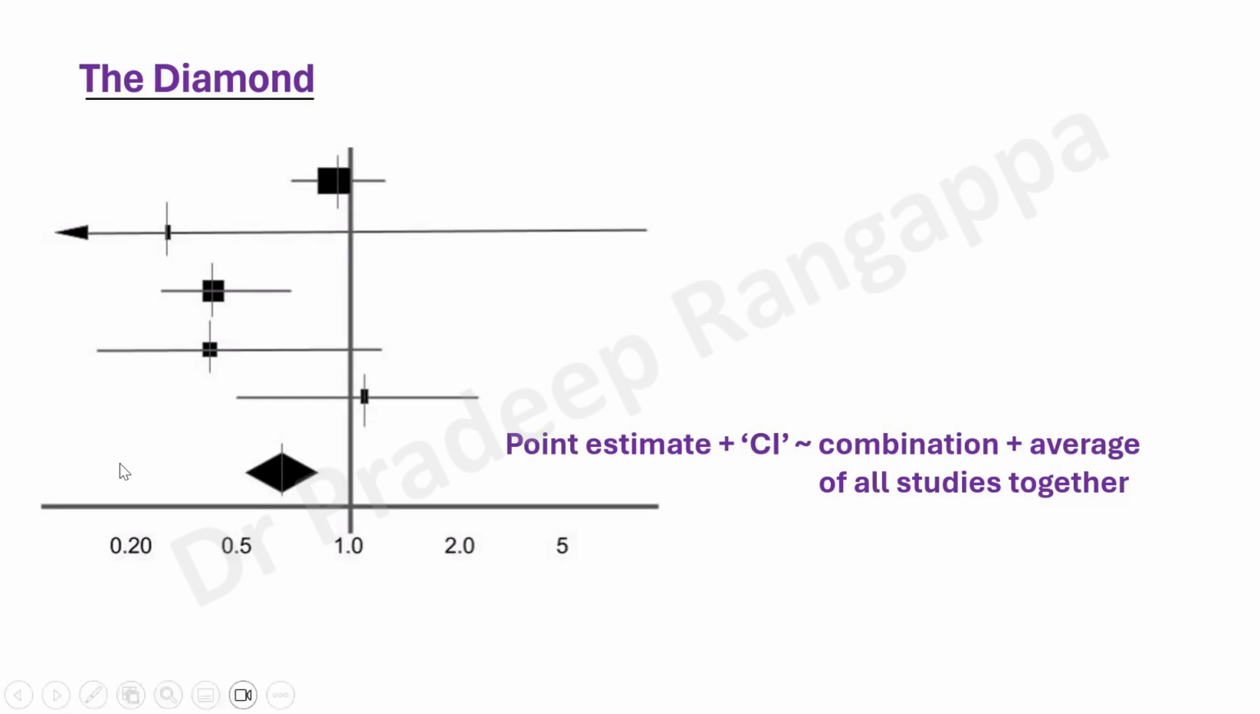And diamond. Diamond is very simple, it is a collective estimate of all the studies. So it is a point estimate and it does represent a confidence interval. It is just a combination and average of all the studies put together. And the hypothesis for the diamond also holds true: if it crosses the line of null effect, it is not statistically significant. And if it is beyond this line of null effect, then it is statistically significant. That's what it means. So that's why the forest plot is important to understand the nuance of how you look at the graph, what is statistically significant and what is not statistically significant.